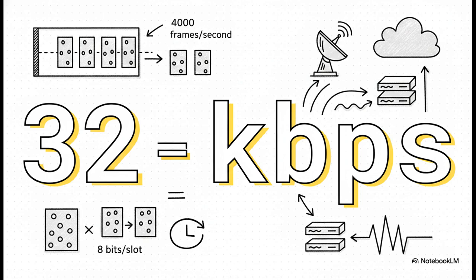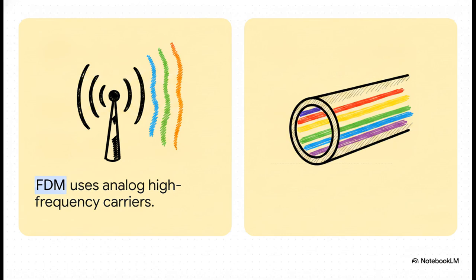Easy as that. But TDM isn't the only way to share the road. Let's compare FDM and WDM. FDM, or frequency division multiplexing, relies heavily on analog signals. It divides them up using different high-frequency carrier bands so they don't crash into each other.